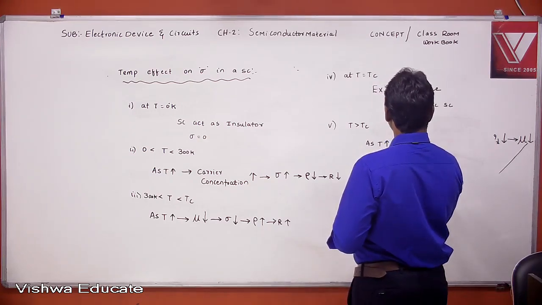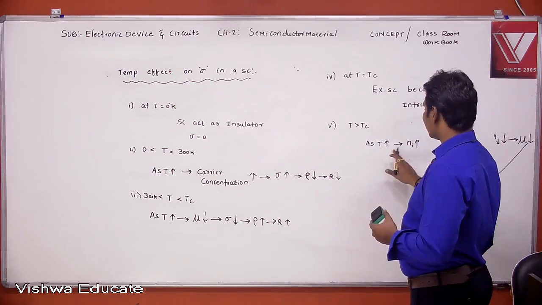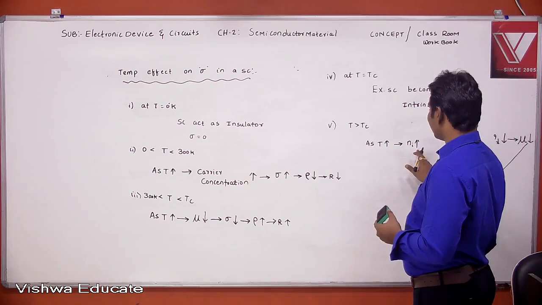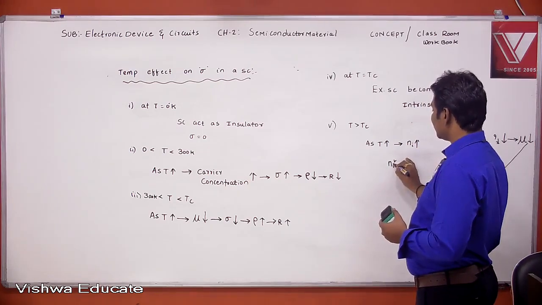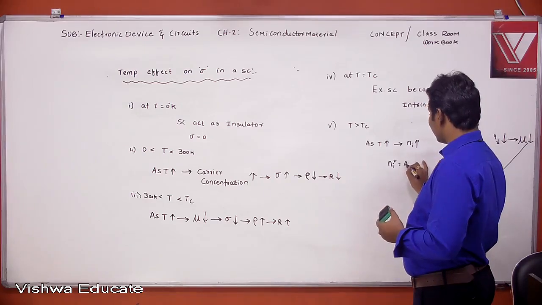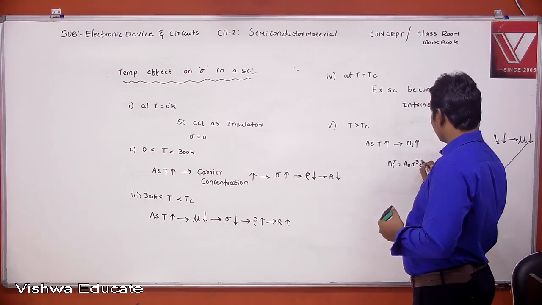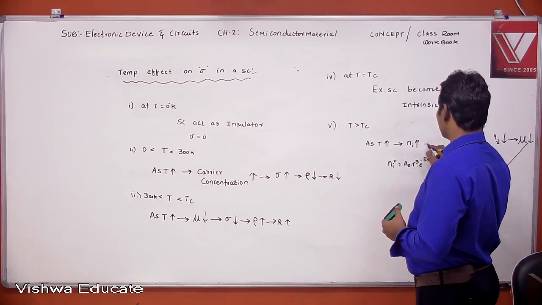The intrinsic concentration is increased because now it is an intrinsic semiconductor. So as temperature increases, the intrinsic concentration increases. We have a relation between intrinsic concentration and temperature, that is Ni square is equal to A naught into T cube e power minus Eg by kT, right? From this relation, as temperature is increased, intrinsic concentration is increased.